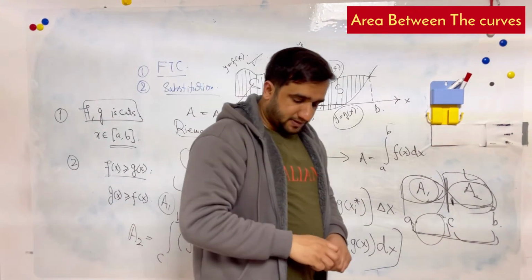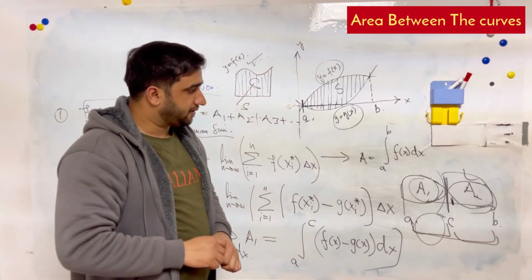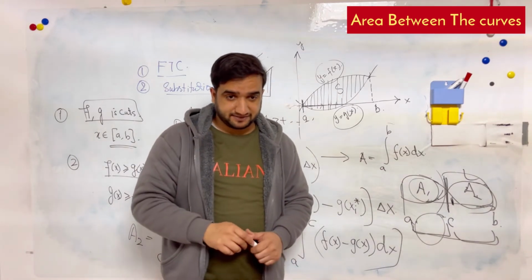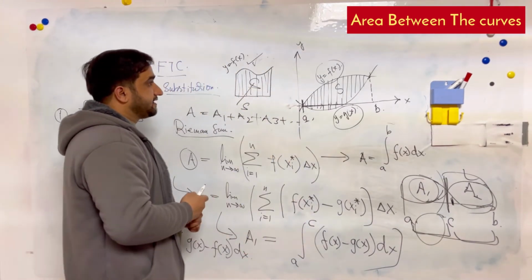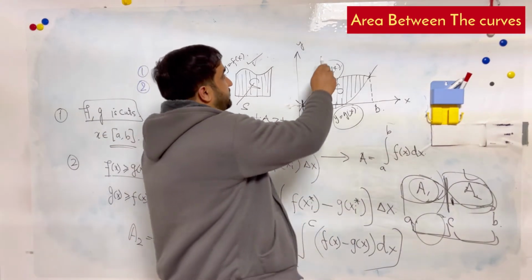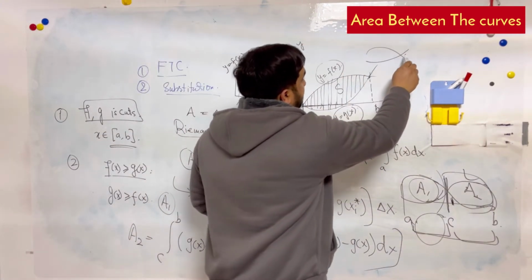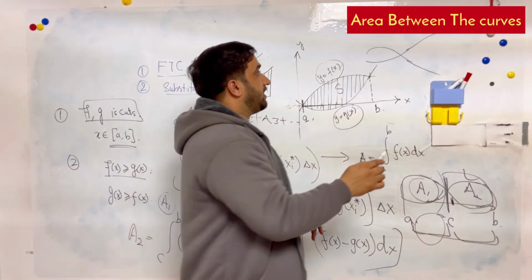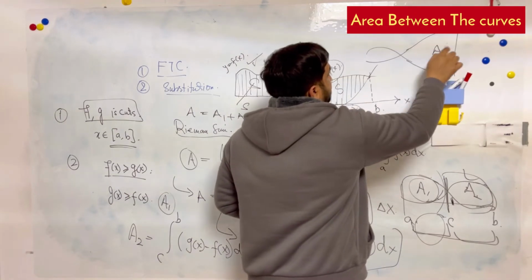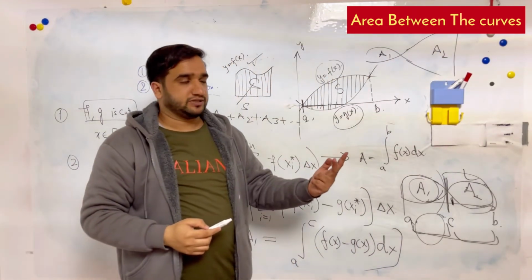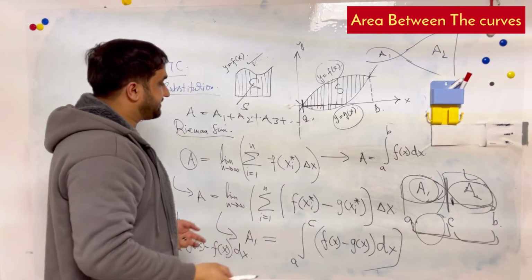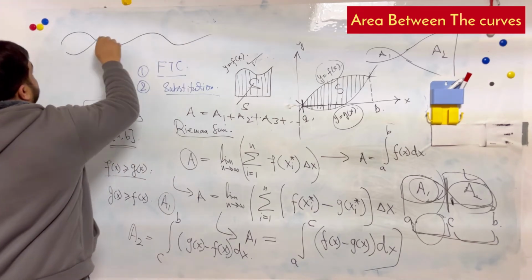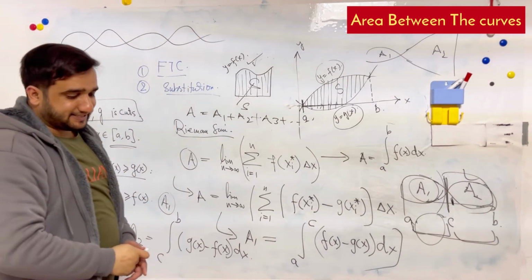But will they always switch f of x and g of x after each interval? It depends on the nature of the function. Sometimes there are functions that switch one time, like this, and after that they never switch. So you only need to calculate 2 areas, area 1 and area 2. But cos and sine are the best examples which switch after every interval, because they are opposite to each other, the zigzag.